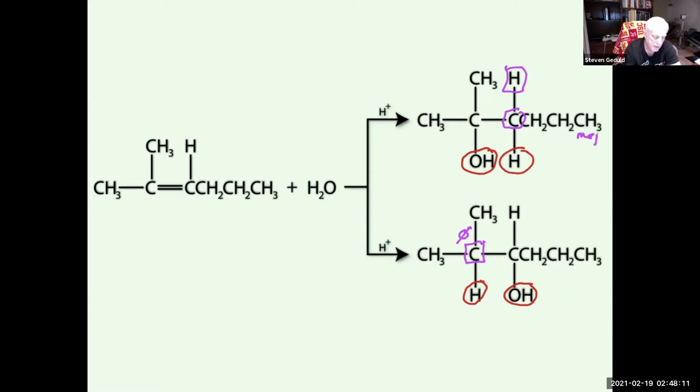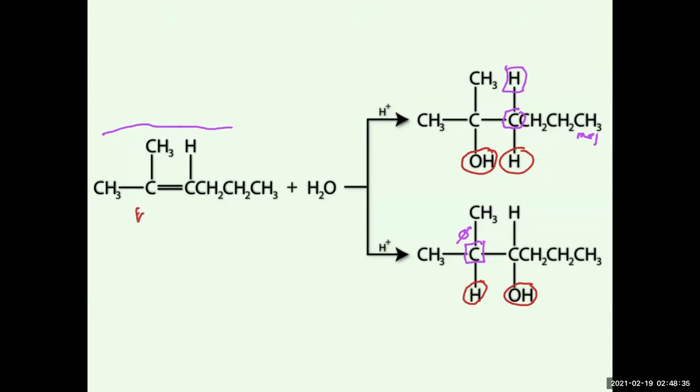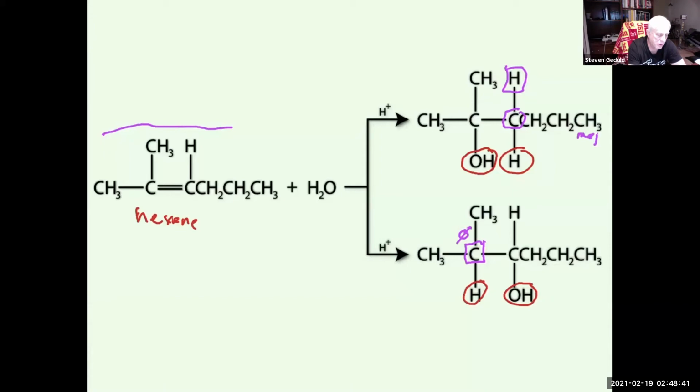Okay, so let's name everything we have here. Let's look at what we're starting with, and let's name that thing. So there's 1, 2, 3, 4, 5, 6 carbons. Okay, so what's 6 carbons? Hexene. It's going to be hexene. And the double bond is at what carbon?